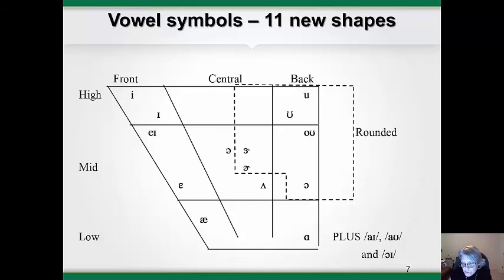The i sound moves from a low central to a high front position as you say it. The ow sound moves from a low central to a high back position as you say it. And the oi sound goes from a lower mid back to a high front position as you say it. So you raise your jaw during the production of each of these sounds.